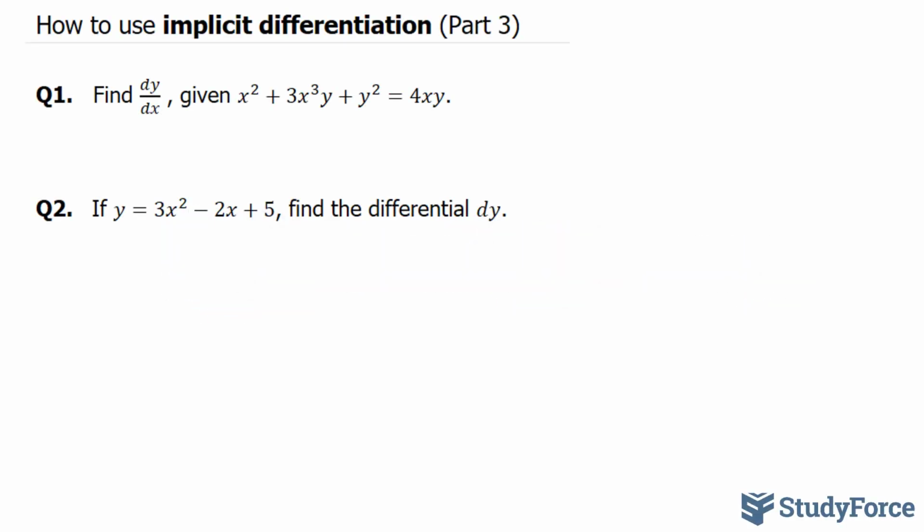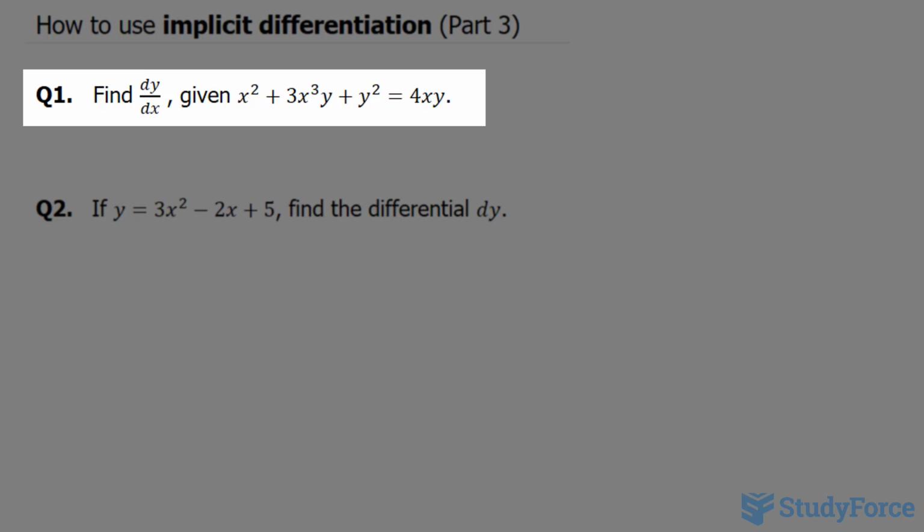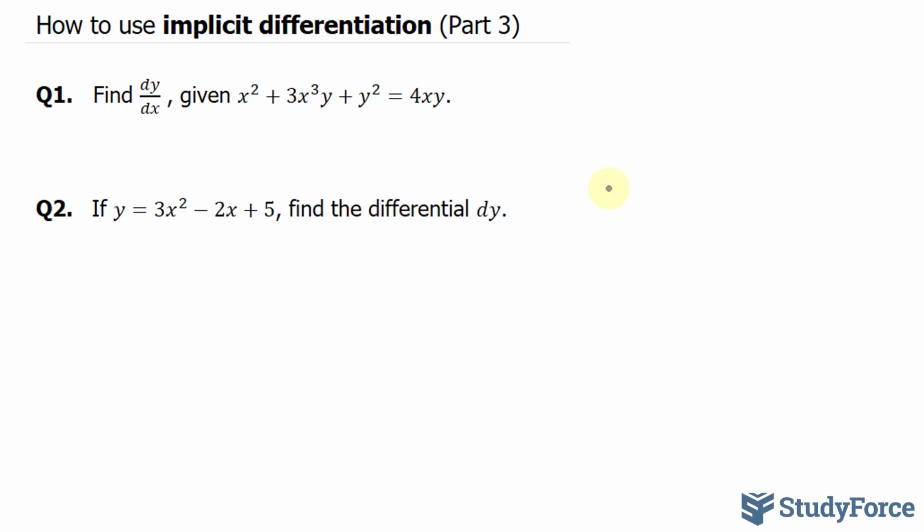In this video, I'll show you how to use implicit differentiation. This is part 3 in the series. Question 1 asks us to find dy over dx given the following equation: x squared plus 3x to the power of 3y plus y squared is equal to 4xy. They want us to find the derivative with respect to x.